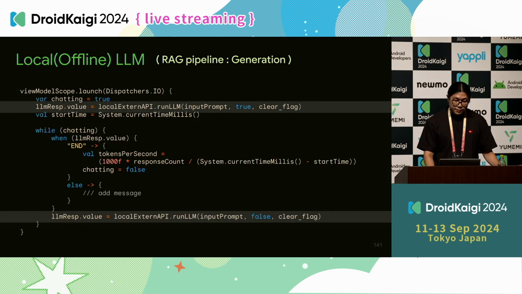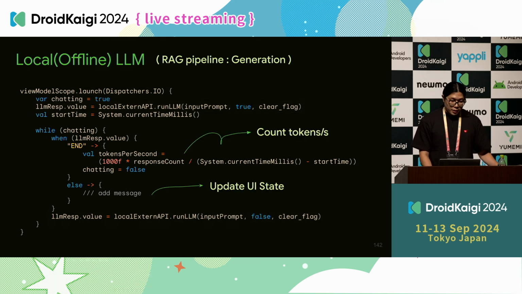The run LLM method executes the local LLM model. It handles the inference process for the input. If your LLM response value is the end signal, it calculates the tokens per second value and initializes the related variables. In other cases, it updates the output result in the state to refresh the UI. How about this? Simple? It's difficult.